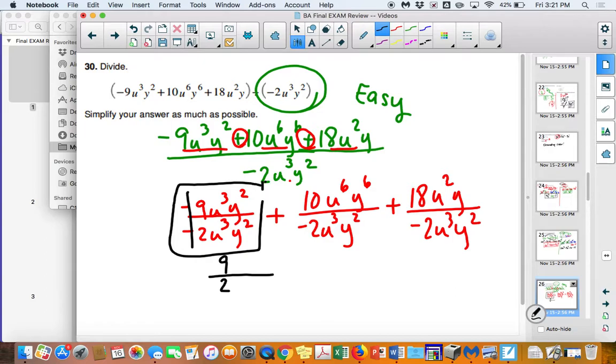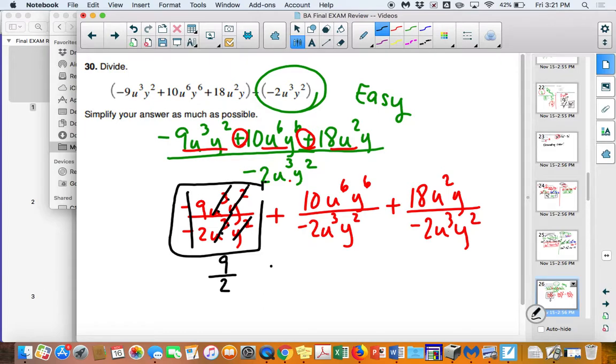Now when I look at my u's, you do each variable individually. I have u to the 3 in the top, u to the 3 in the bottom. So since my powers are the same, those simplify. You have no u's in your solution. Same thing with the y's. The powers are the same, so those simplify or reduce. You don't have any in your answer. So in all honesty, I need to shorten up the little fraction bar there. There we go. So let's go to the next guy.